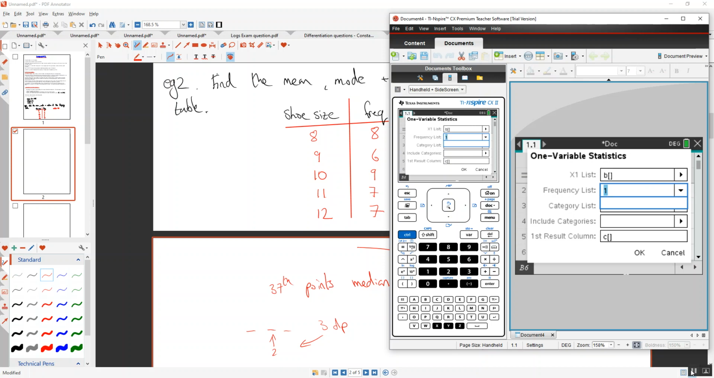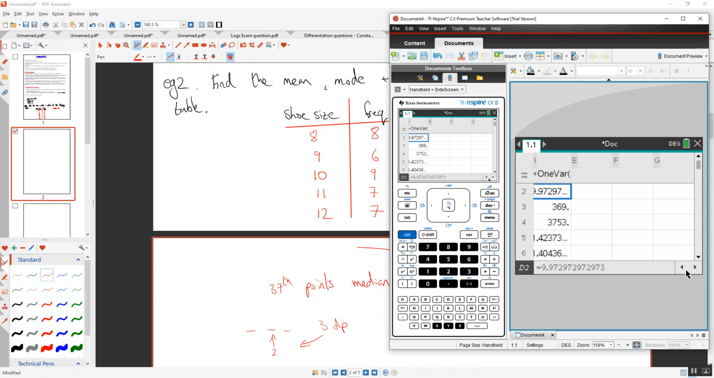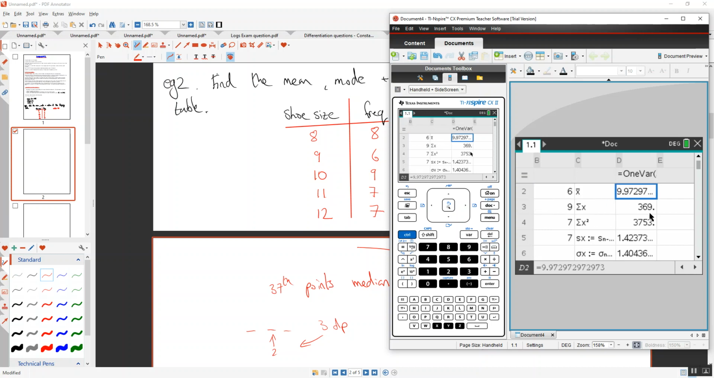Let me just pause it. So I've got my X1 list in A, I've got my frequency list in B. I have to type the bracket, and it's square brackets, and then it's going to put my results in C. We hit OK, and we're getting our results out the same kind of way. Our mean value is 9.97.